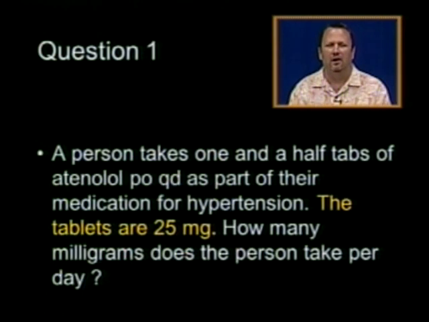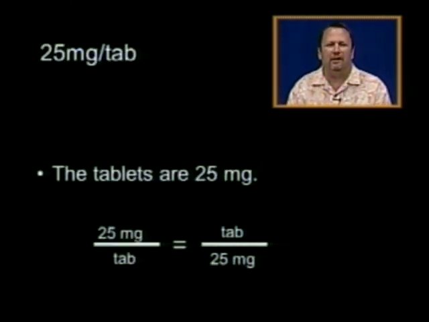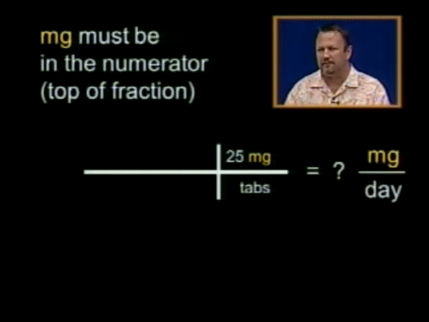So how are we going to do that? The tablets are 25 milligrams. That's what's written in this question, and we write that mathematically like this. 25 milligrams per tab is the same thing as a tab per 25 milligrams. Don't be afraid to turn those terms upside down so we can put the right unit in the numerator. So that's how I come up with 25 milligrams per tab. Now milligrams is in the numerator where it belongs, because milligrams is the numerator of the answer.